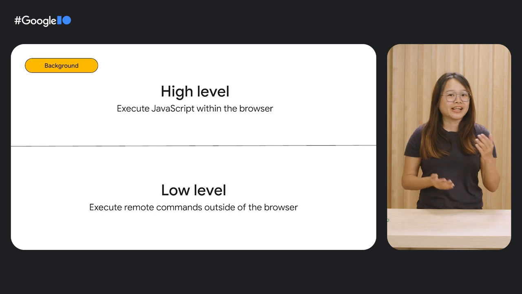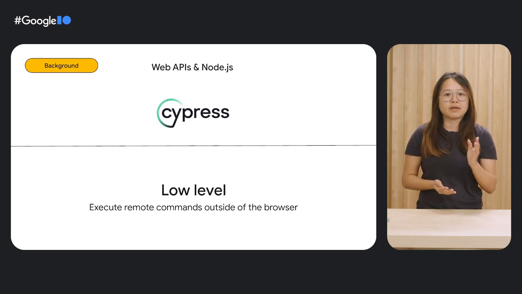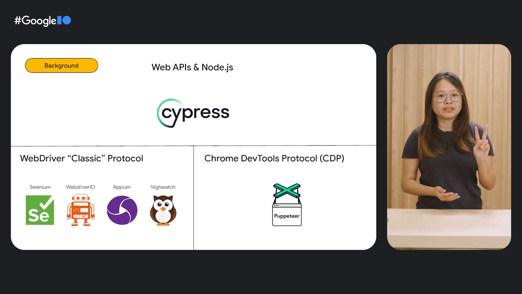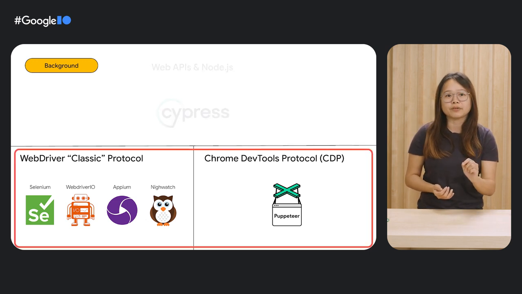If we take a step back, we can broadly organize these approaches into two major groups. On a higher level, these two execute JavaScript within the browser. For instance, Cypress leverages the system APIs and Node.js to run tests directly in the browser. However, when tools want even greater control, like opening multiple tabs or testing within iframes, that's when they need to go deeper and execute remote commands to control the browser via protocols. The two main automation protocols are WebDriver Classic and Chrome DevTools Protocol, or CDP in short. Let's dive in and see how these protocols work.